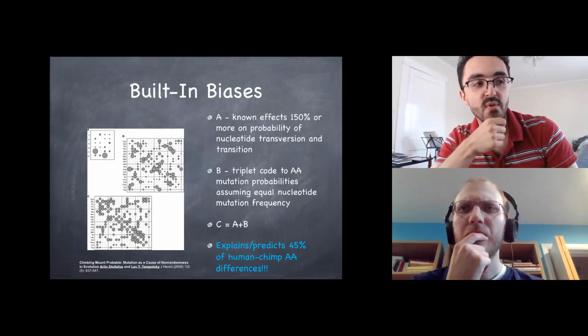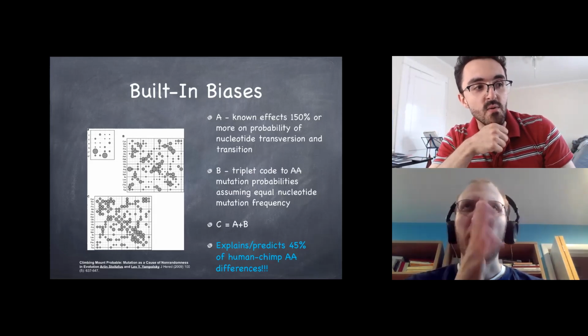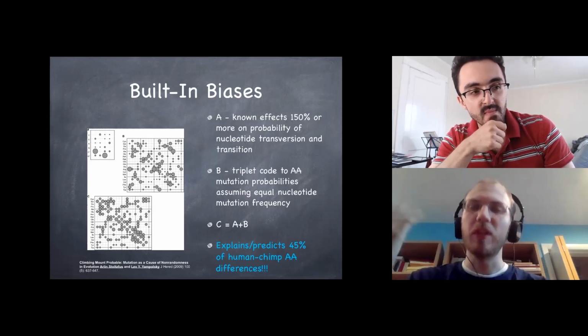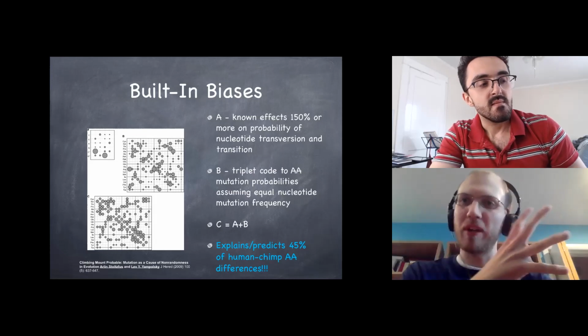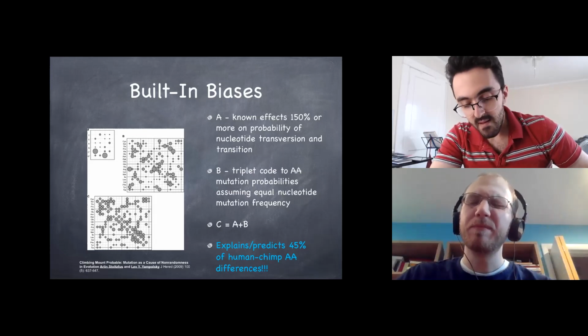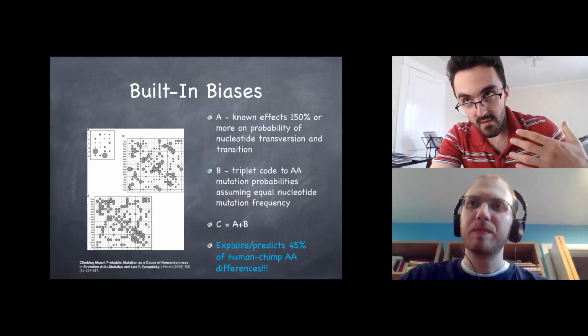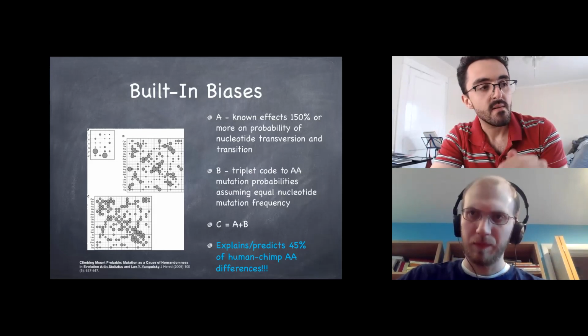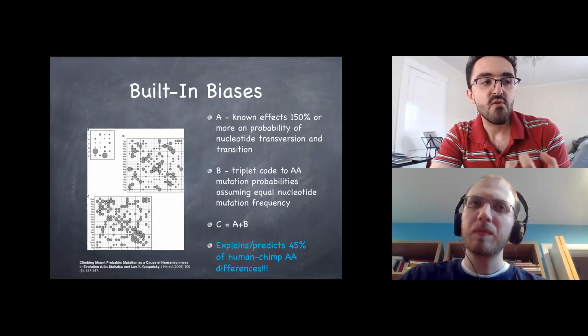I think so. There's no evidence to say that there's no bias. It's an assumption that crept in, a preference that crept in. And so here I want to discuss the most baseline kind of bias that can occur, due to the very nature of the triple codon amino acid mapping.